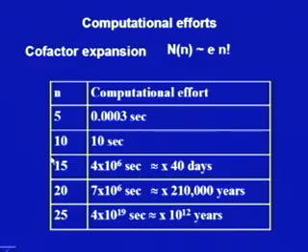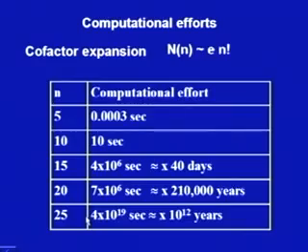If you further increase the matrix size to 20, then a huge effort is required, and the computer time will be 7 into 10 to the 6 seconds, which comes out to be these many years. And if you further increase it, say to 25, then we require approximately 10 raised to the power 12 years to compute the determinant of a matrix of size 25.